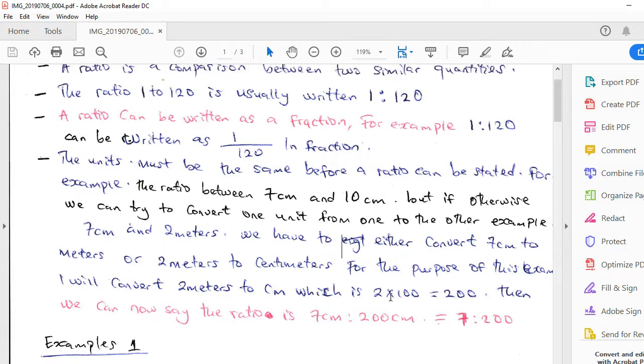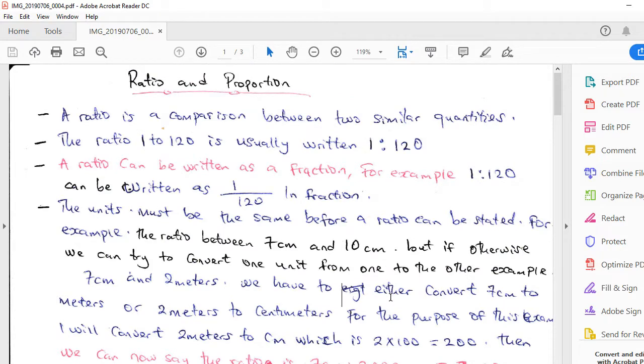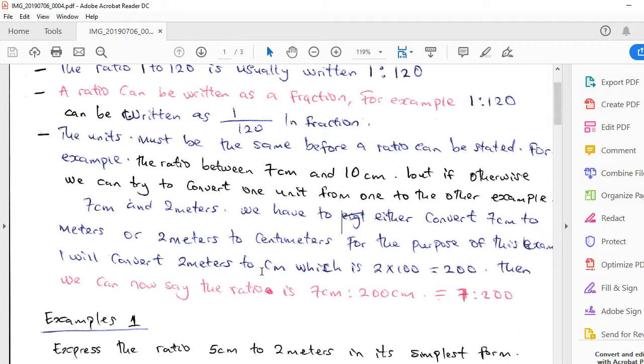Let's do a brief recap. Firstly, ratio is the comparison between two similar quantities. Have that at the back of your mind. The ratio of 1 to 120 is written as 1 ratio 120. Ratios can be expressed as fractions. And also, when expressing ratios, you must make sure that the units are the same. I emphasize the units should be the same before you go ahead finding the ratio. If the units are not the same, try converting them so that both are the same.